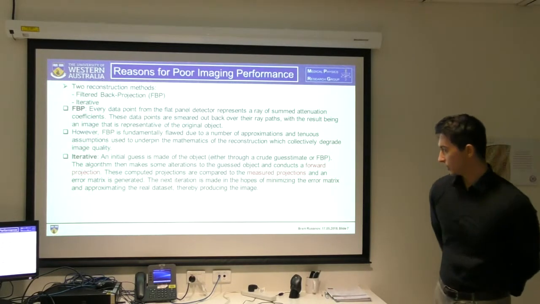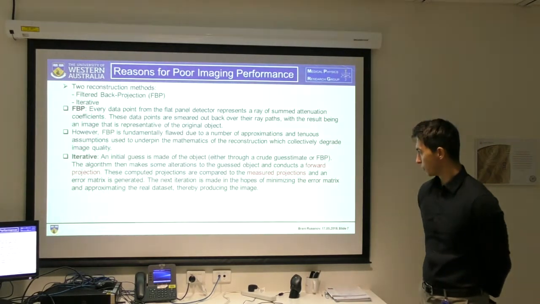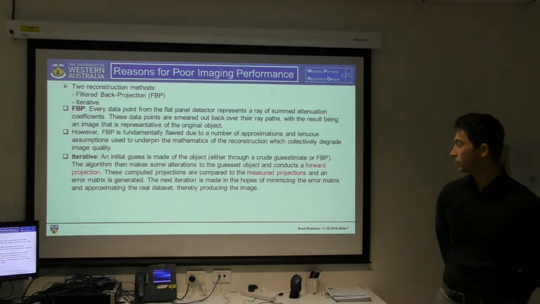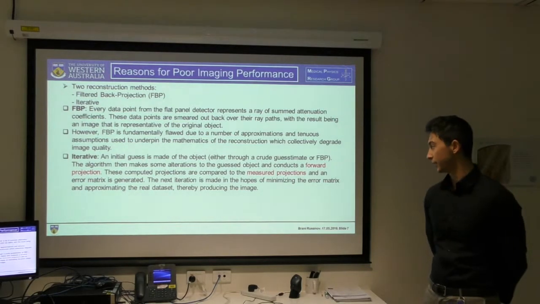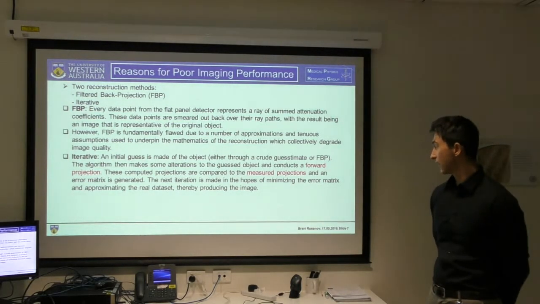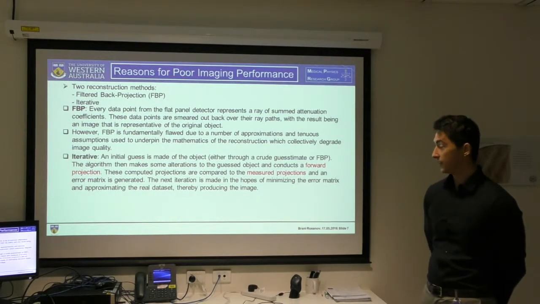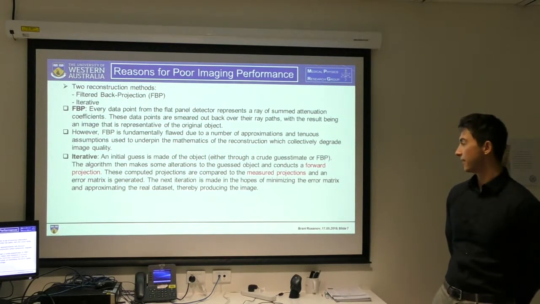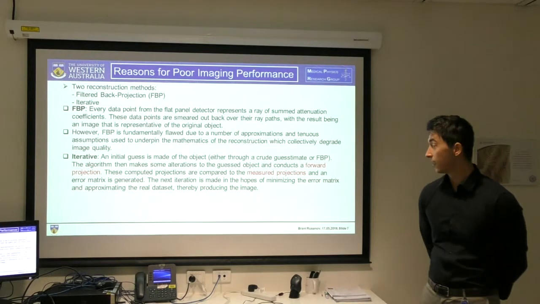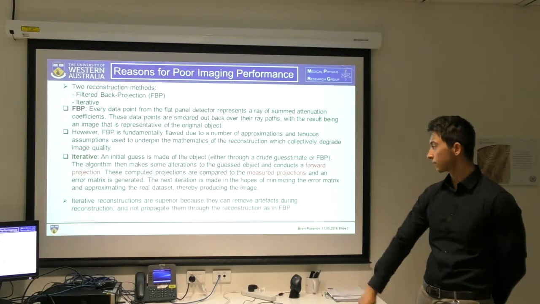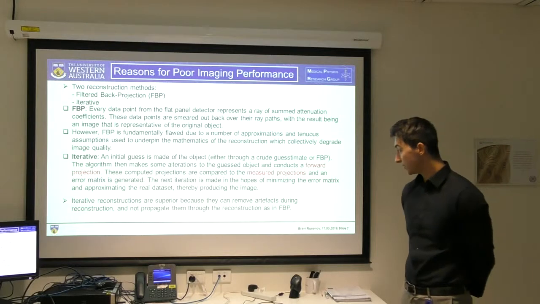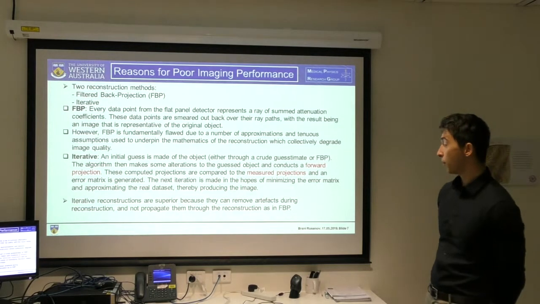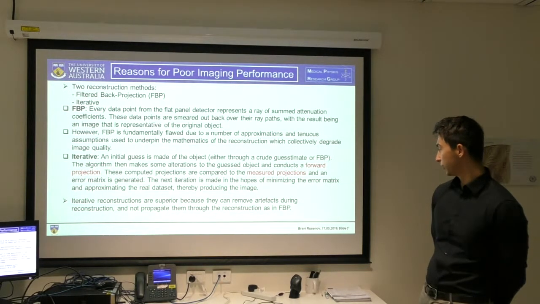And with iterative reconstructions, an initial guess is made of the object, either through a crude guesstimate or a filtered back projection. The algorithm then makes some alterations to the guessed object and conducts a forward projection. These computed forward projections are compared to the measured projections, and an error matrix is generated. The next iteration is made in the hopes of minimizing the error matrix and approximating the real data set, thereby producing the image. Iterative reconstructions are superior because they can remove artifacts during the actual reconstruction process, and the artifacts are not propagated through the reconstruction as in filtered back projection.